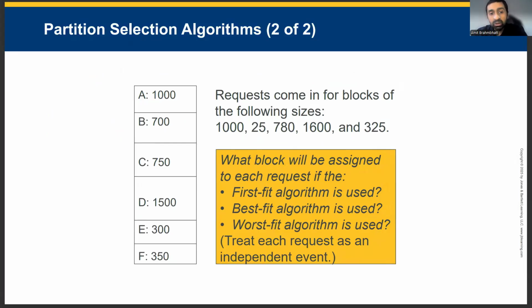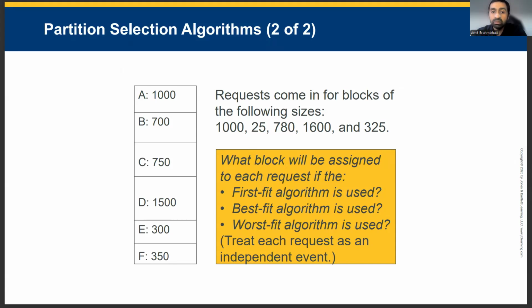This slide provides practice using partition allocation algorithms. We are given 6 blocks of sizes 1000, 700, 750, 1500, 300, and 350, and 5 request sizes. If we apply each request independently using first fit, we match the first block large enough: 1000 to A, 25 to A, 780 to the first block large enough, 1600 to none, 325 to F, etc.